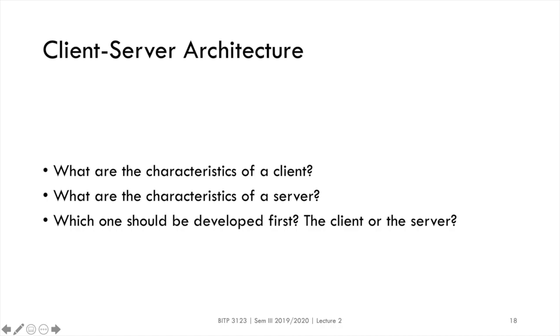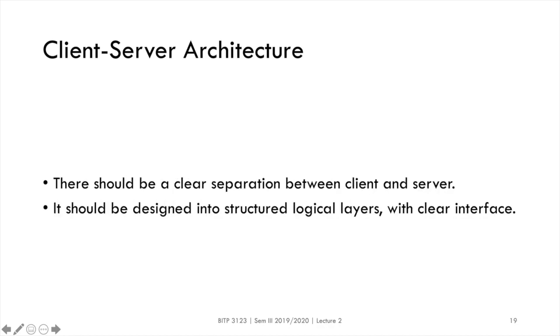We need to know what are the characteristics of a client computer and a server computer. This question is important so that we know where we should allocate our components and processes. Then we need to decide which one should be developed first. Is it a program for client or a program for server? We need to apply client-server architecture, where there should be a clear separation between the components that we need to put at the client and at the server.